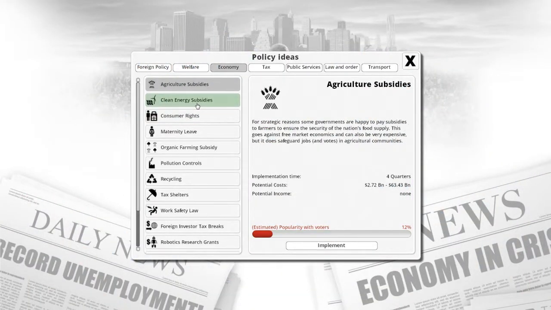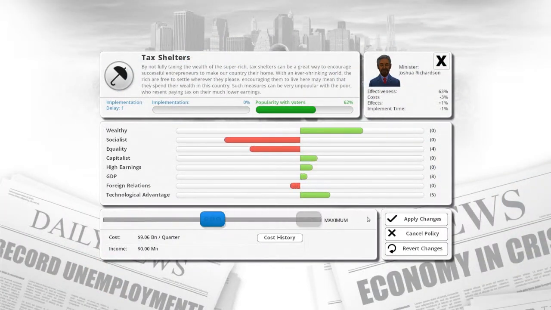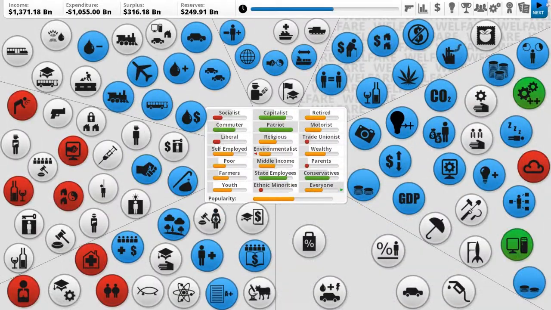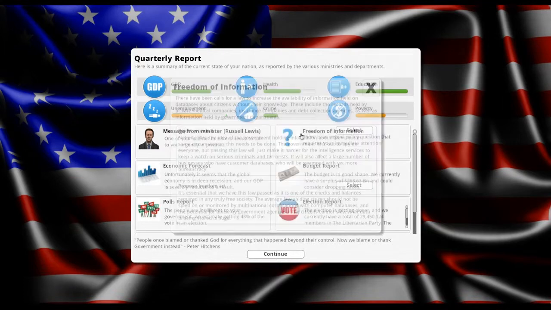Let's see. Clean energy subsidies. See, I don't like that. Let's see tax shelters. This is good, because look, the wealthy like you, capitalists like you, high earnings go up, GDP goes up, foreign relations go down a little bit, technological advantage goes up. I think that's very good. Tax shelters.